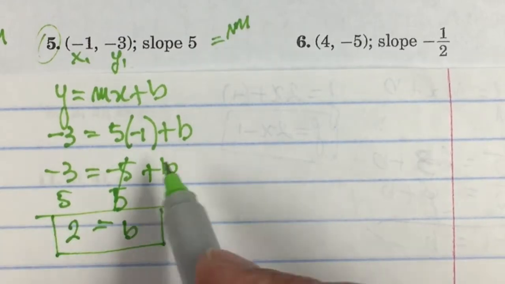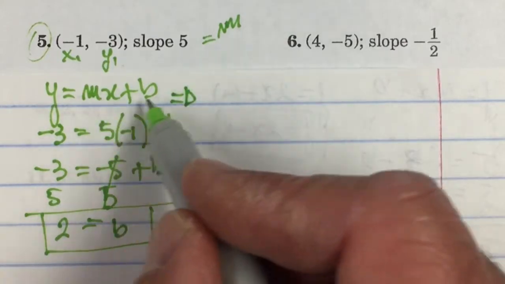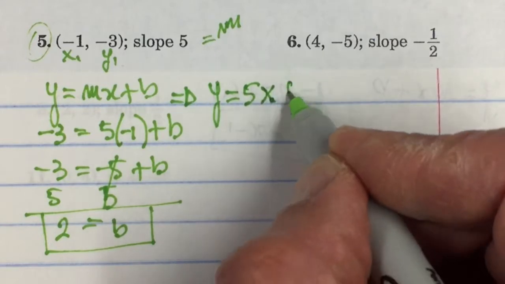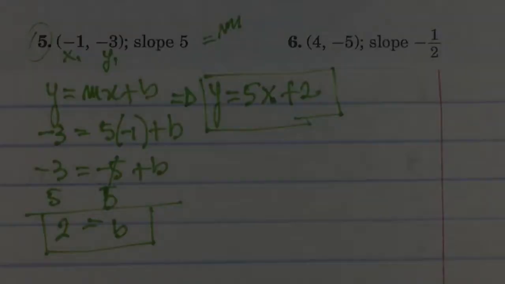My b is 2, my m is 5, and I'm totally able to rewrite my general equation as y equals 5x plus 2. That is my b. This is the final answer.